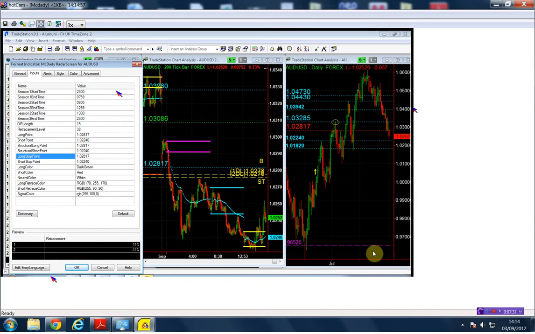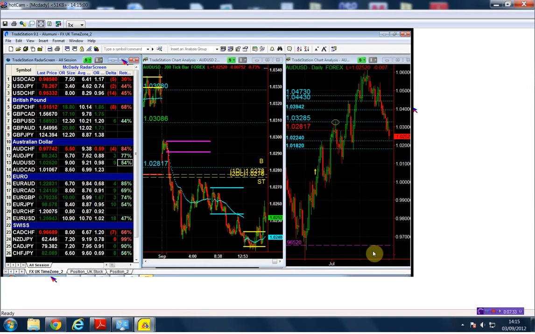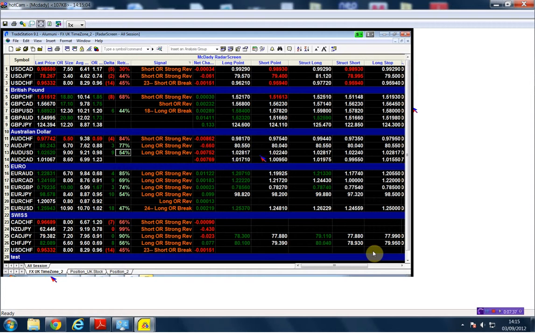And here is the recap of our radar screen. We're buying above the 102.81. It is our structure long point and our stop. We're going short below the 102.24. It's our structure short point and our stop. Okay.